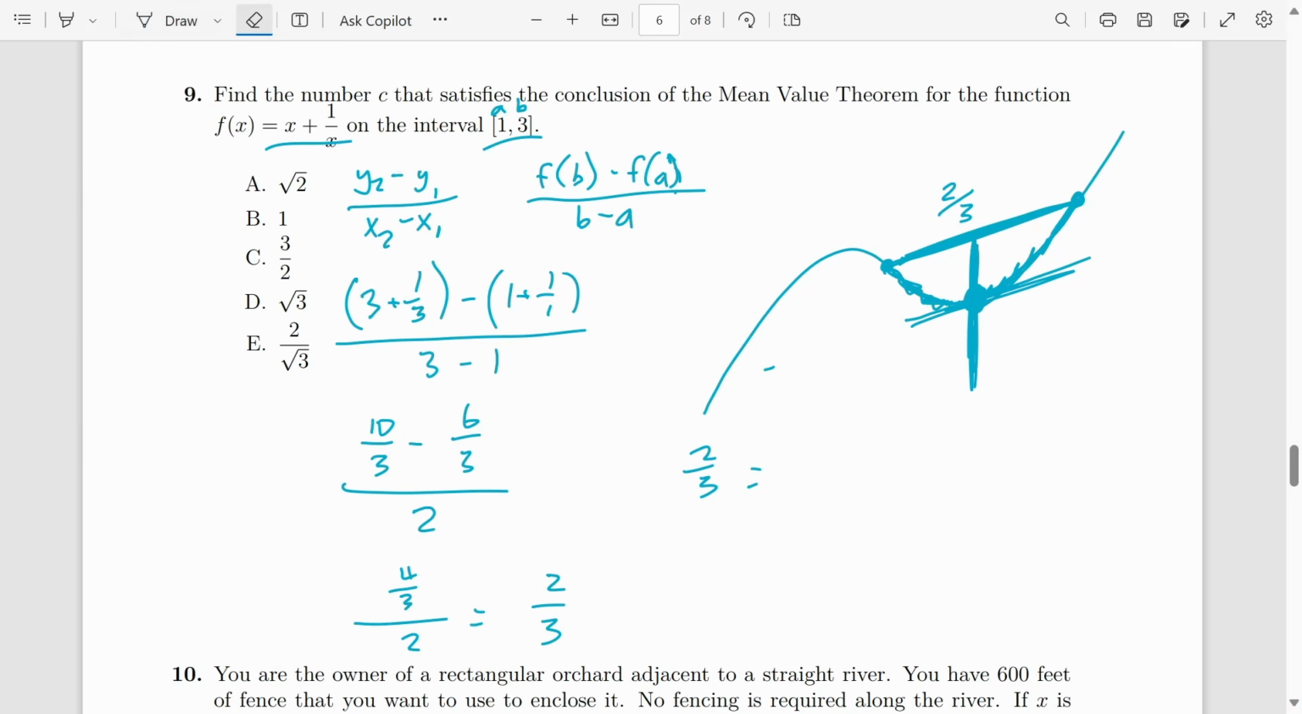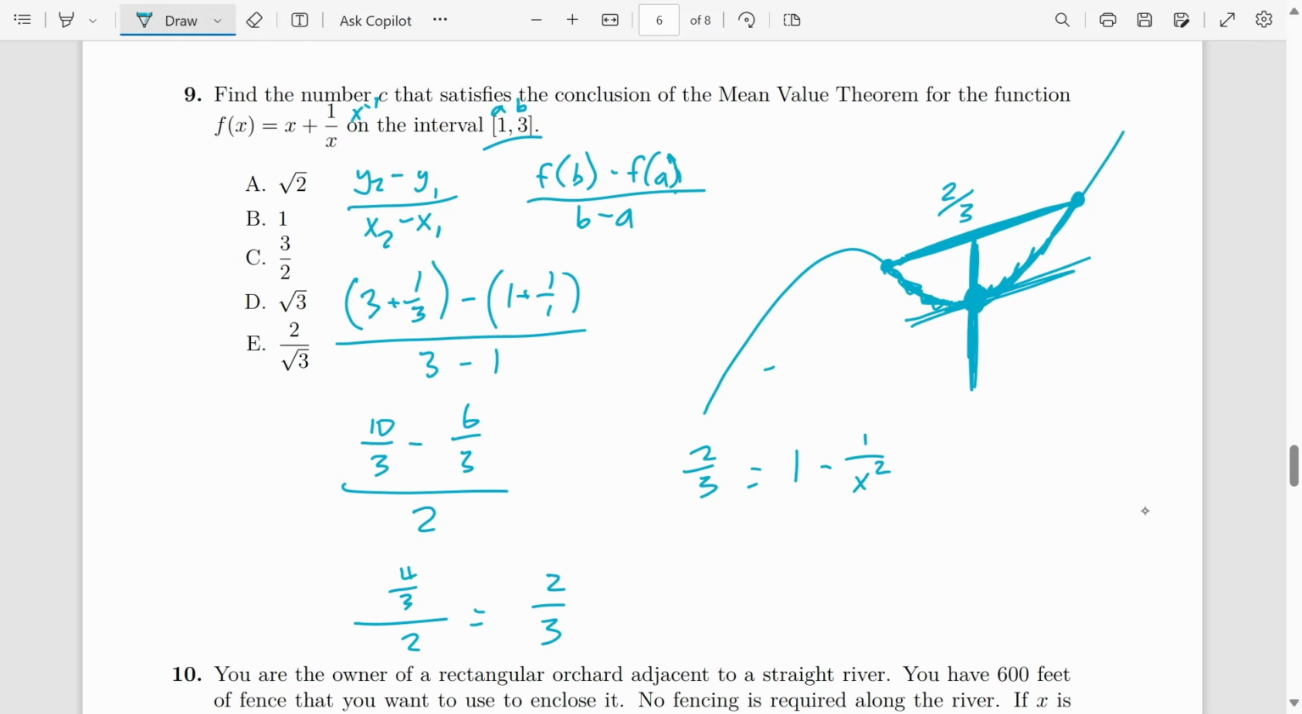So what is the derivative of f of x? The derivative of x is just 1. And then the derivative of 1 over x, well, 1 over x is the same as x to the negative 1. So doing power rule there, we move the negative 1 out to the front and then reduce the exponent by 1. So that's going to be minus x to the negative 2, or in other words, 1 over x squared.